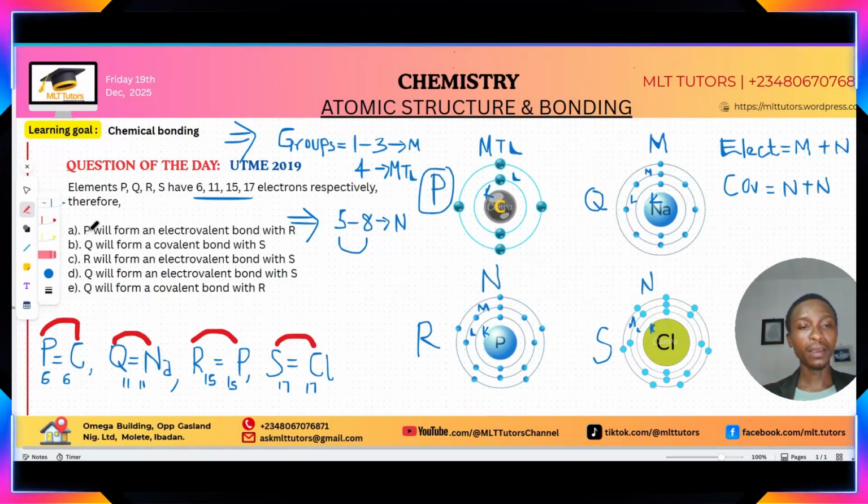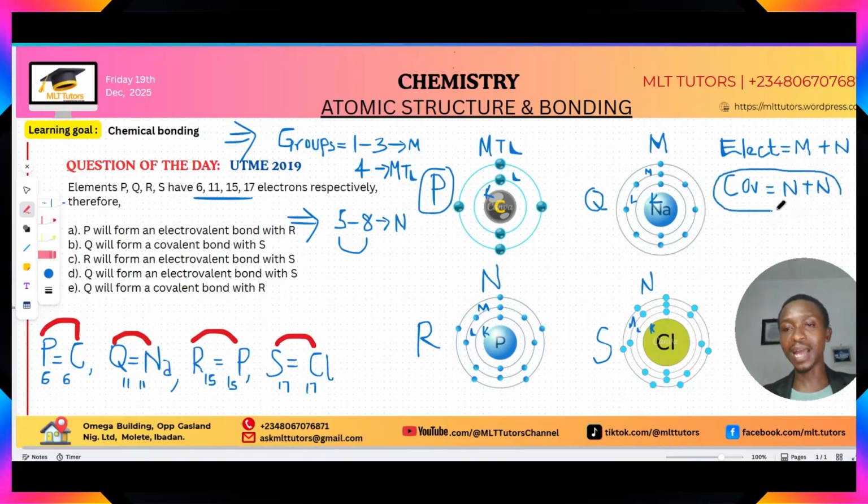Option A. P will form an electrovalent bond with R. Is that correct? Let's check. P is a metalloid, R is a non-metal, and for a covalent bond, it has to be between non-metal and non-metal. Definitely, option A cannot be correct.